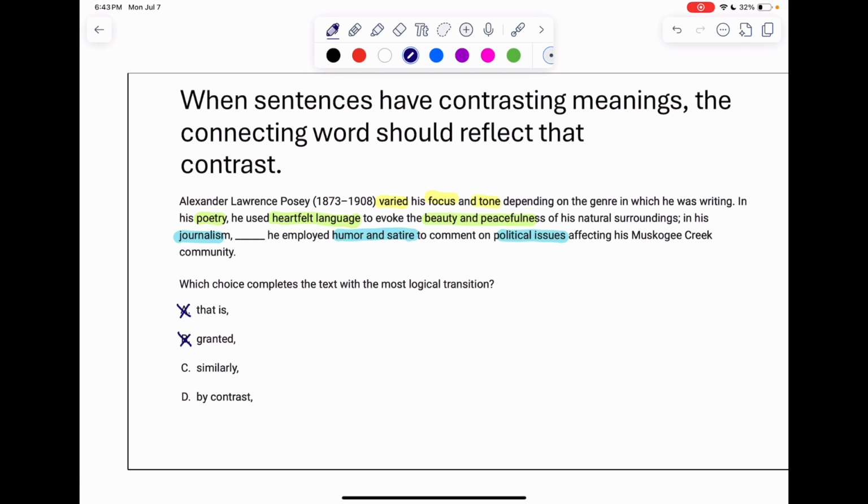"Similarly" means I'm going to say something similar. This is not similar. This is different. So we're going to cross it out. "By contrast" absolutely says we're contrasting. We're showing one thing, then we're showing something that's different from that thing. So that's absolutely going to be our answer.